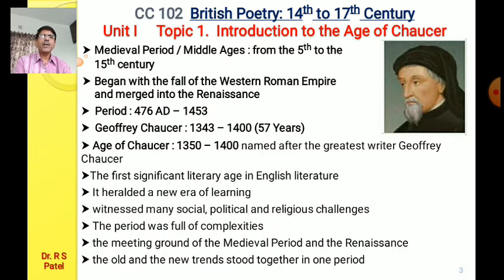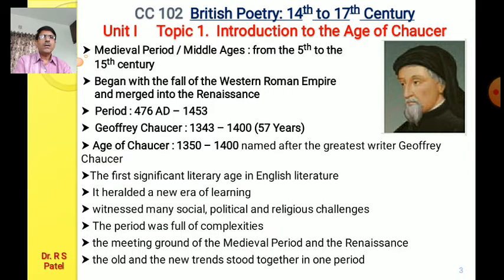This period has its peculiarity and its characteristics, and in this period the greatest poet is Geoffrey Chaucer. And the period of this great poet is from 1350 to 1400. 1350 to 1400 is the period known as the Age of Chaucer.